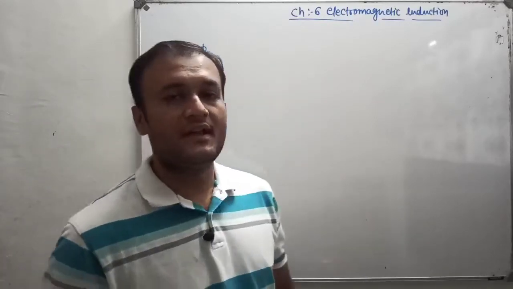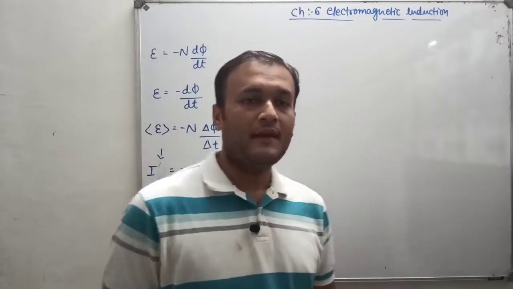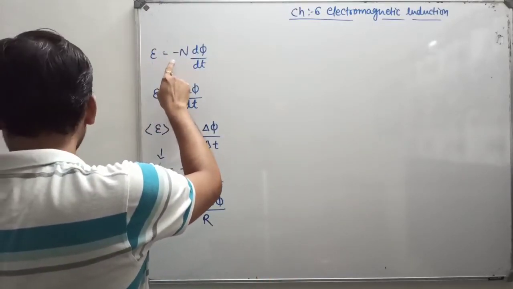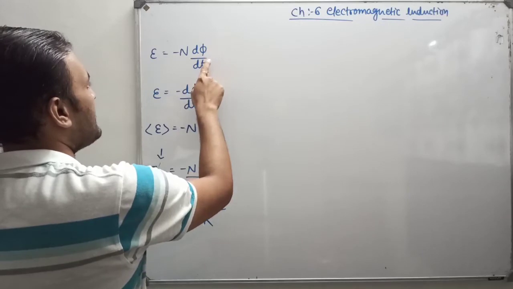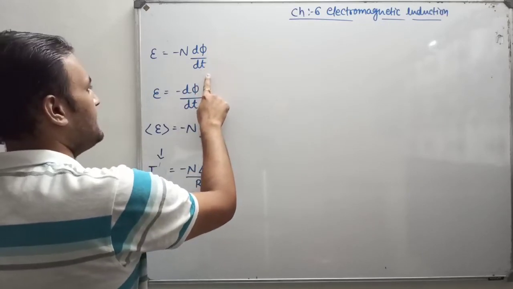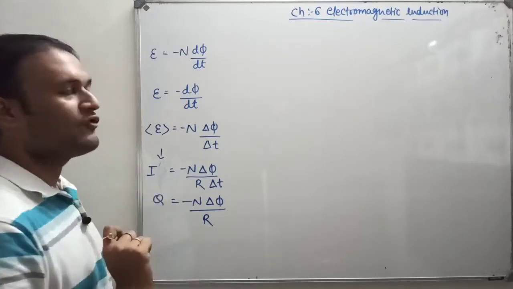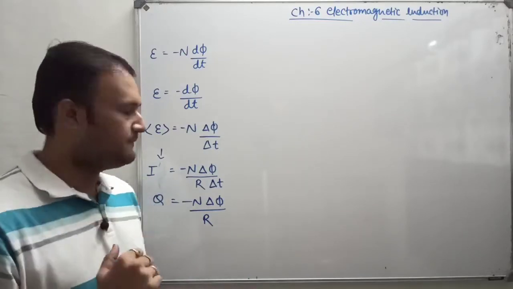According to the Faraday induction law, the induced EMF E is equal to minus n delta phi by delta t, otherwise d phi by dt. If the number of turns is not given, then E is equal to minus d phi by dt.